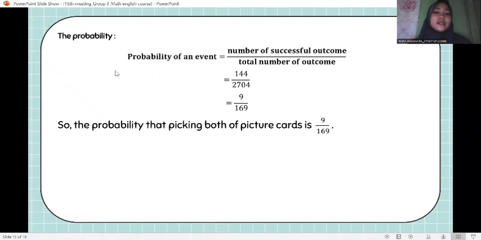Okay, so the probability of an event equals the number of successful outcomes over the total number of outcomes. So 144 over 2,704. Simplifying, we have 9 divided by 169. So the probability of picking both picture cards is 9 divided by 169.